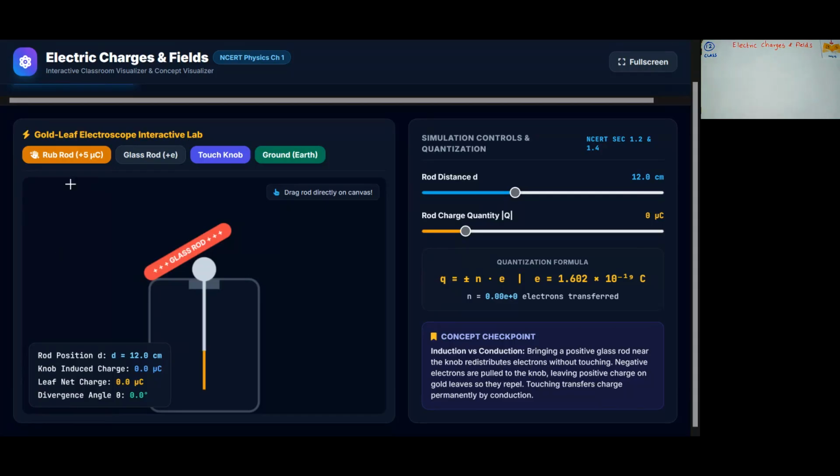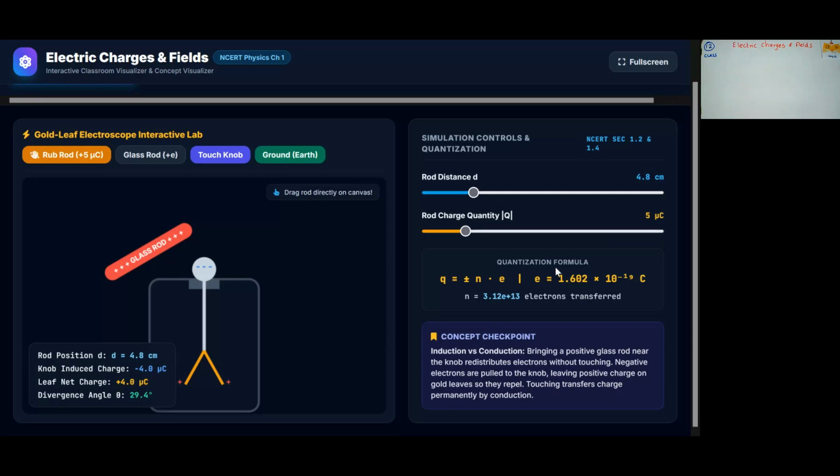You can see that. So the rod charge quantity, you can see plus 5 microcoulomb here on the left hand side. Right. So the rod accumulates the charge plus 5 microcoulomb.